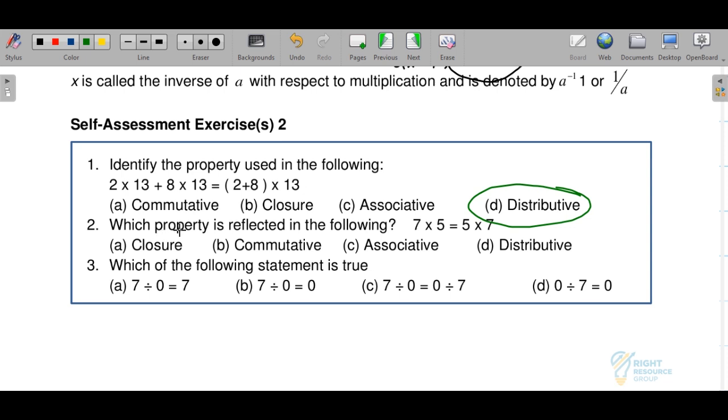Number 2: which property is reflected in the following? 7 times 5 is equal to 5 times 7, that is commutativity. Number 3: which of the following statements is true? 7 divided by 0 is 7, 7 divided by 0 is 0, or 0 divided by 7 is 0. This is the correct statement. Remember I told you that 7 divided by 0 is undefined. This is the correct one.